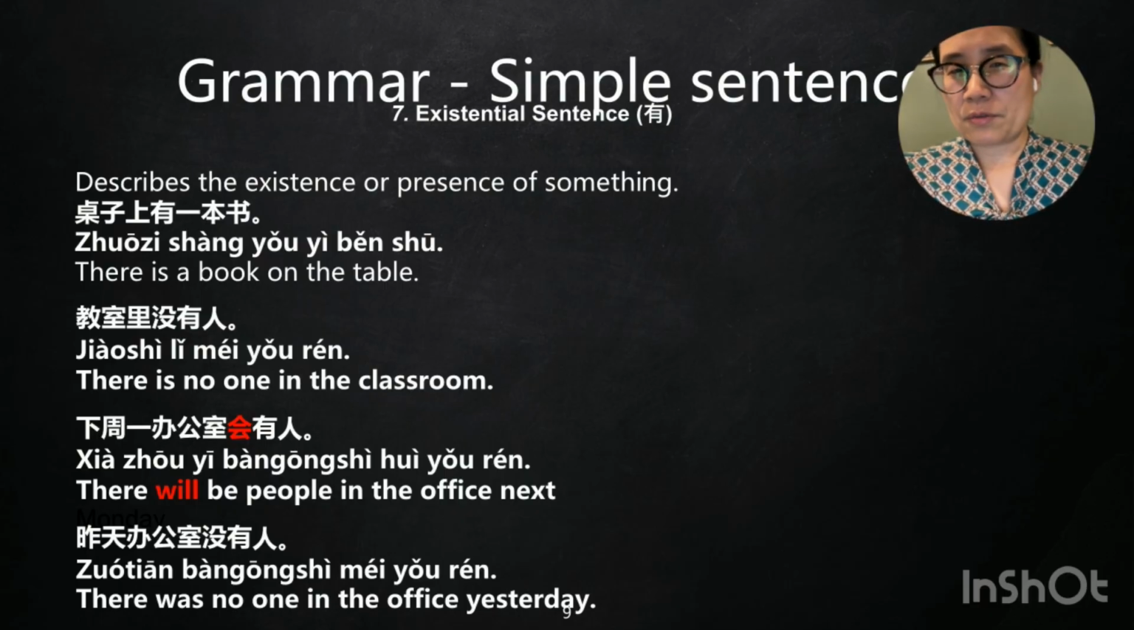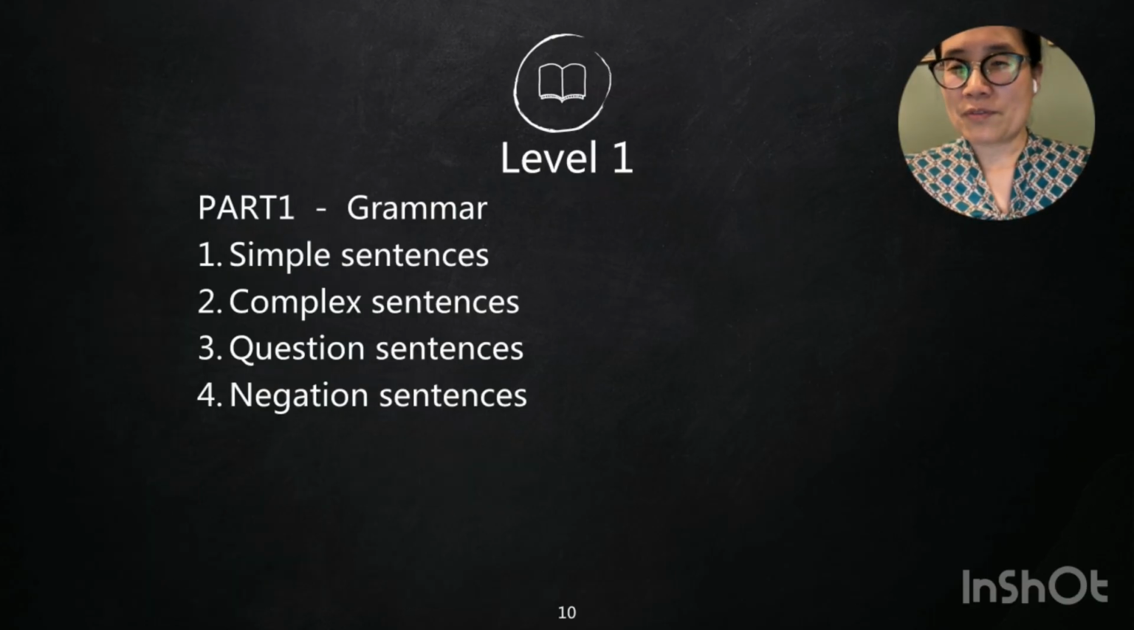These sentences are very useful for describing what is or what is not present in a certain place or at a certain time. Okay, that's all the examples for the simple sentences. Next, let's move on to the complex sentences.